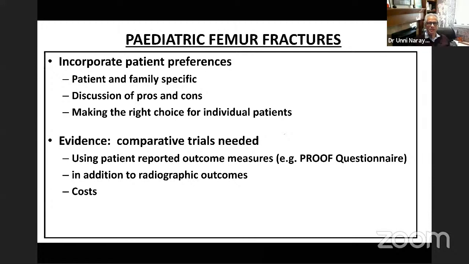Don't forget to incorporate patient preferences. With 2 identical fractures, 2 different families may make 2 different choices. So some might prefer a spica cast, and others may prefer elastic nailing. And I think it's nice, for example, to be able to provide those pros and cons so that the right choice can be made for individual patients, while we wait for evidence from comparative trials that actually use patient-reported outcome measures, not only for radiographic outcomes, which I think ultimately do very well with most of these techniques, but also about the patient experience of how the experience was from beginning to end, because that may be where the big differences lie.